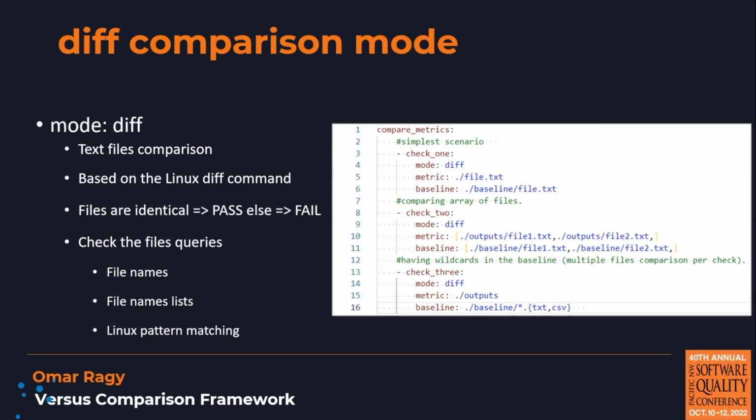And the last thing, you can also specify a wildcard. So if you are comparing all the extensions for CSV or TXT, you don't need to specify the file names. You can add a simple query, and whatever files in the baseline should be compared to the corresponding one in the outputs. So this is just to have a common way to define without hard coding the files dependent on the test case.